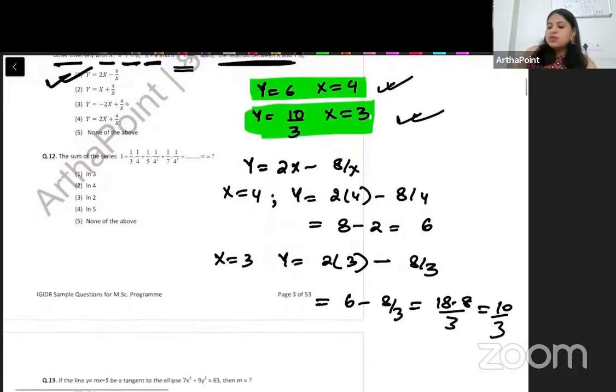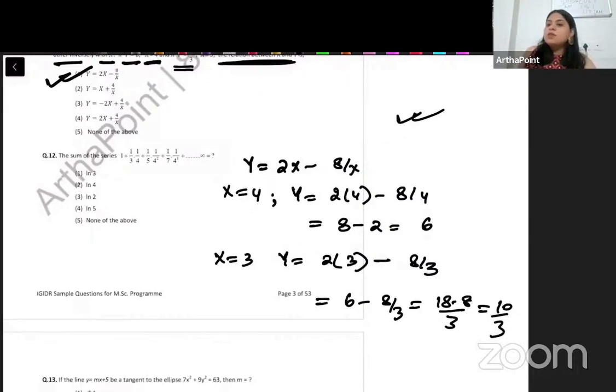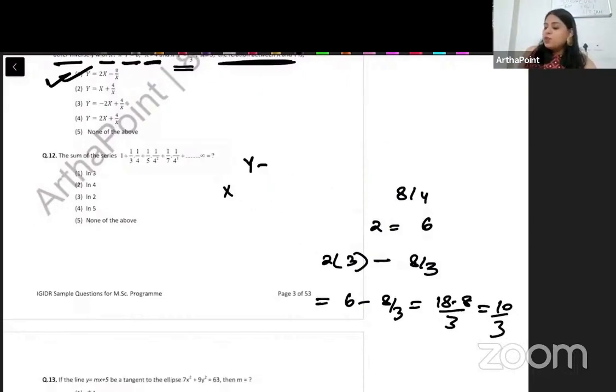You can hit and try with the other equations. You will not be able to satisfy both the values. When you put x, you will not get the correct y. So the first one is the correct answer. Right? Okay, come to the next question.